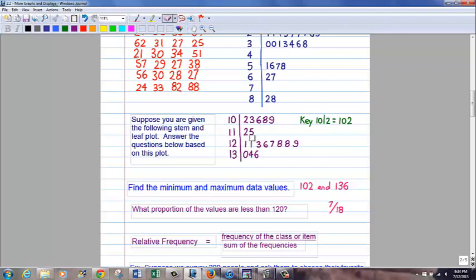So the 11 has 2 leaves. The 10 has 5 leaves. 7 leaves means there's 7 numbers. So it's 7 out of 18 total. And you can obviously count the total. The total number of leaves tells you how many data values there are. So you did not have to rebuild this list from scratch.